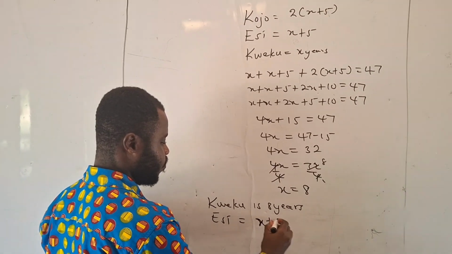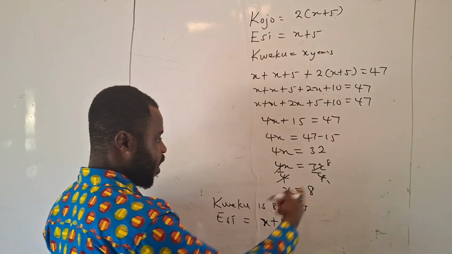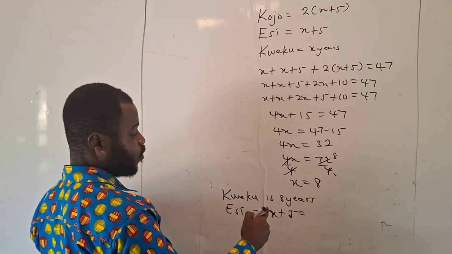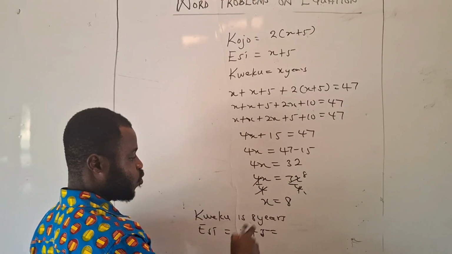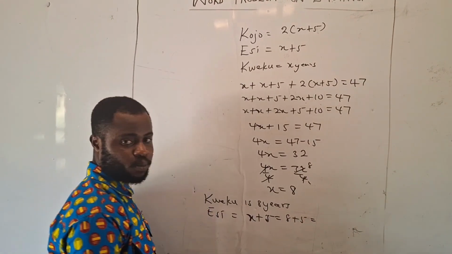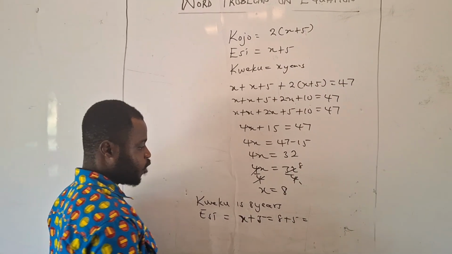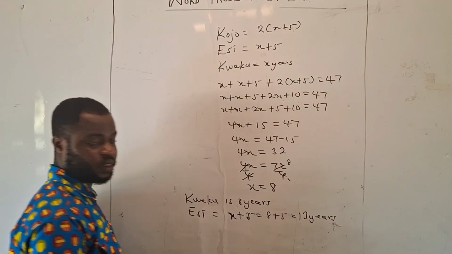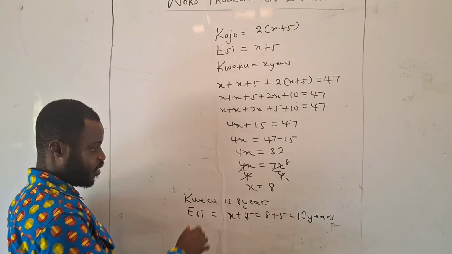X plus 8. And we know x is 8. X plus 5, because AC is 5 years older than Kweku. So we are going to have 8 plus 5, which will give us 13 years. So AC is 13 years.